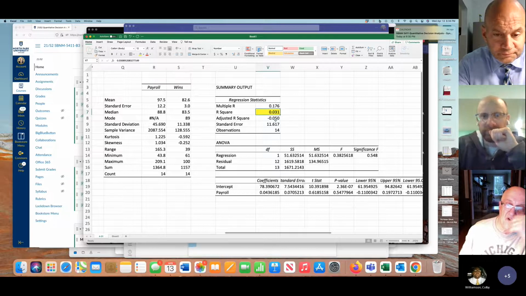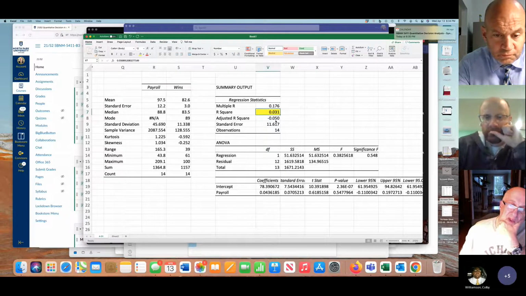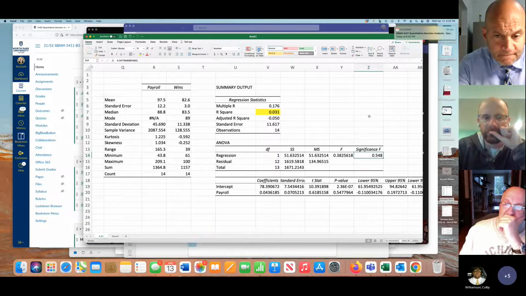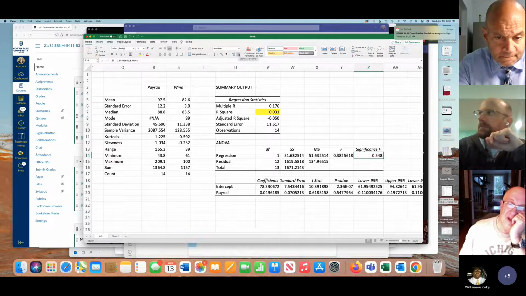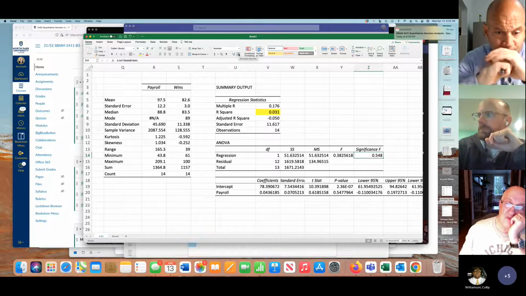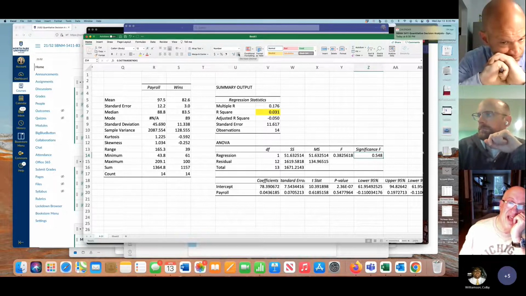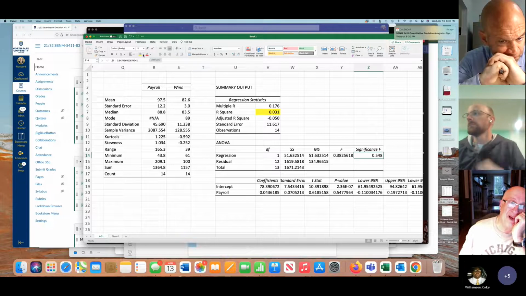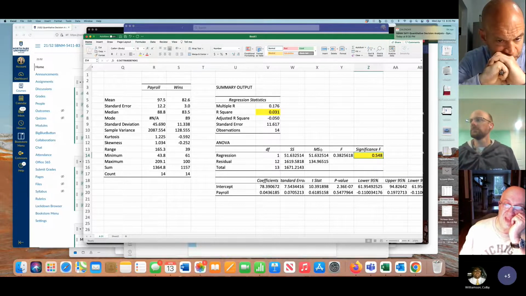Don't worry about adjusted R squared. It only matters if you have multiple X's. And the significance number of 0.058, I want that to be under 5%. It's way over 5%. I would say this is a statistical test that tells me I am not happy with this model. I'm rejecting the model because of that.